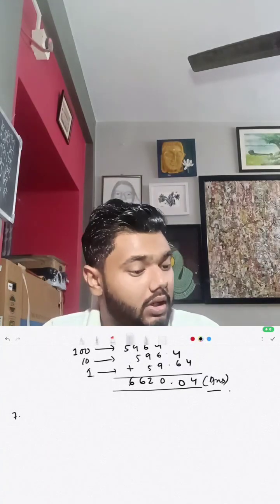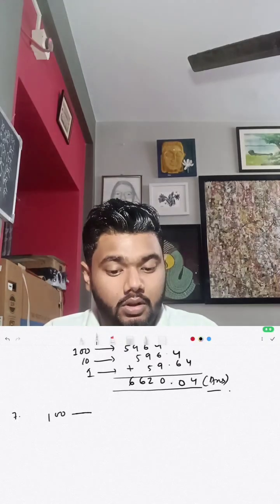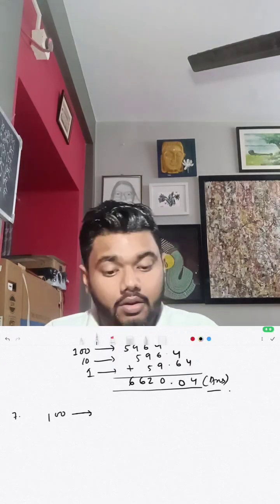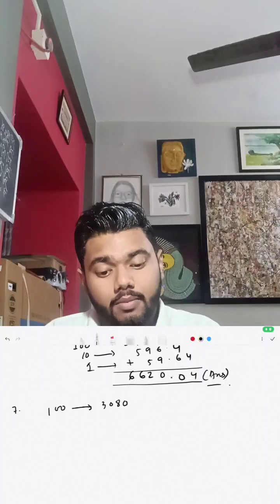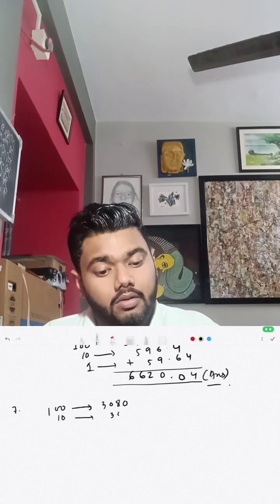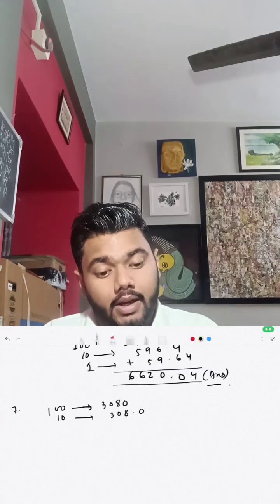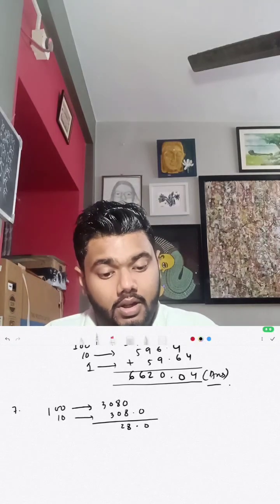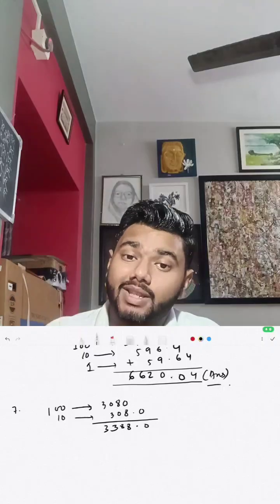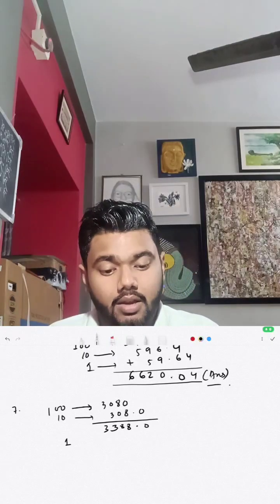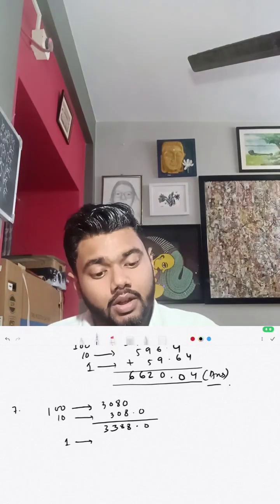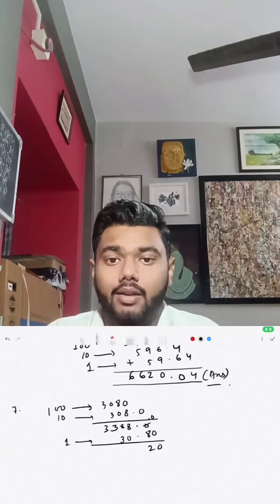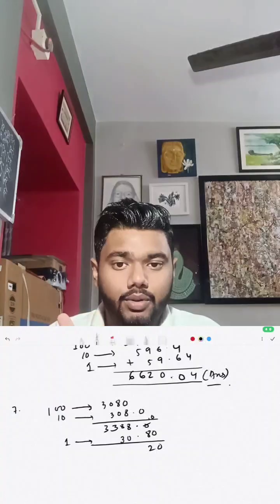So take 100% of 3080, that is 3080. Take the 10% value, that is 308.0, and add them. From this value you will be subtracting 1%. Taking 1% of 3080 gives 30.80, right? So now it will be easier for you to do, otherwise you will not be able to subtract, right?